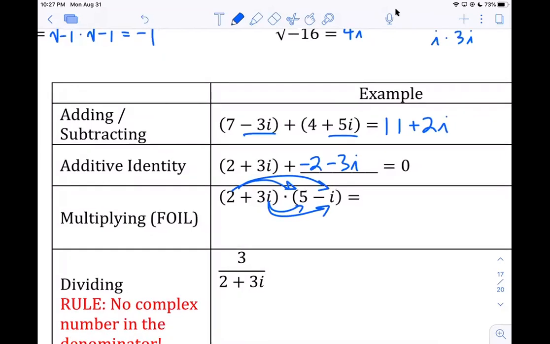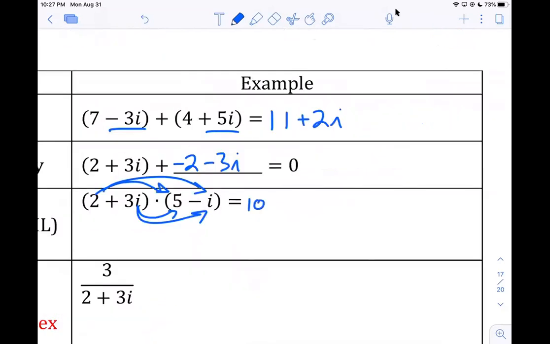So 2 times 5 is 10. 2 times -i is -2i. 3i times 5 is plus 15i. And then the last thing is 3i times -i is -3i squared. I'm going to write it as -3i squared for now because I just wanted to make sure I don't make a mistake. You can obviously take shortcuts later, but I'm just not going to do that for now. All right, so let's combine like terms. So 10 plus 13i. And then we have this -3i squared.